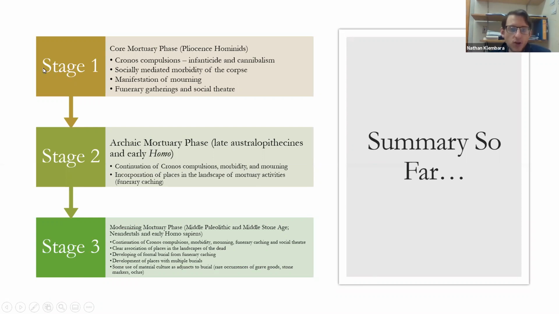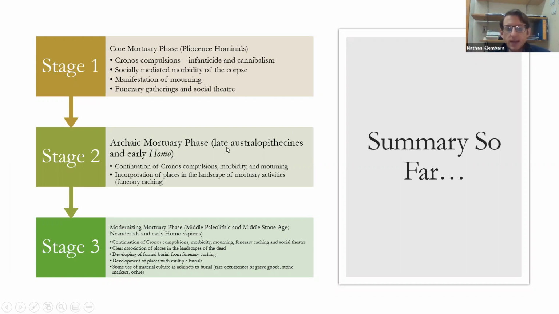So to recap everything we've done so far, human morbidity behavior occurs in 3 stages across the Stone Age. The first is the Pliocene hominids, so really anyone before Homo, where there's a lot of Cronos compulsions, some evidence of infanticide, some evidence of cannibalism. There is socially mediated morbidity of the corpse, meaning that there is people who are structuring access to the corpse. This is really coming from our evidence from chimpanzees. Again, chimpanzees are showing us that these people probably had light mourning behavior, and maybe some funerary gatherings and social theater. So what we call a funeral, but in a very low level way.